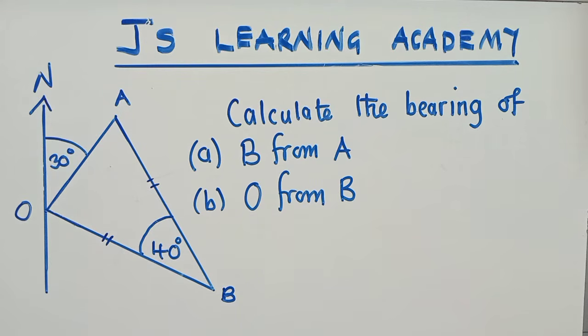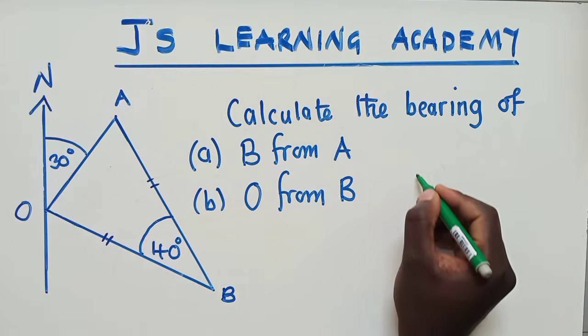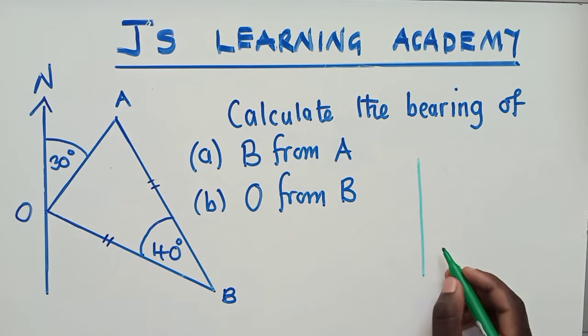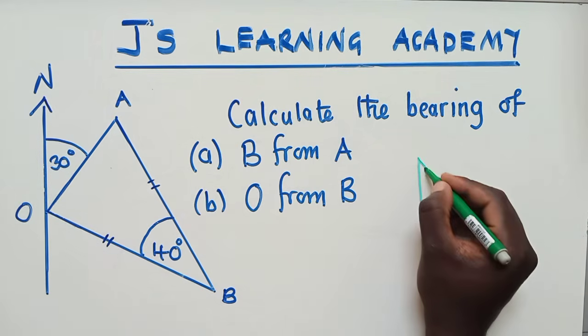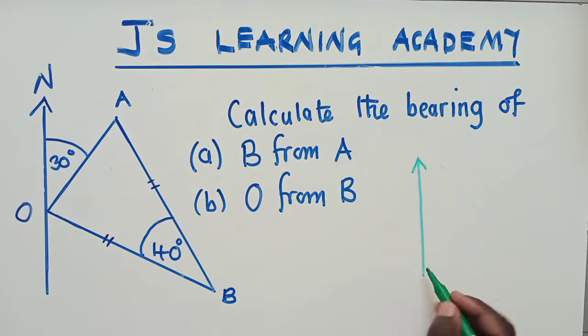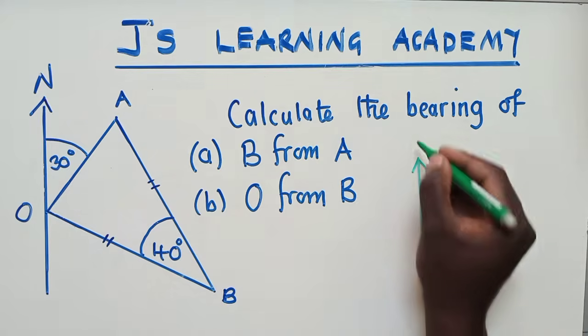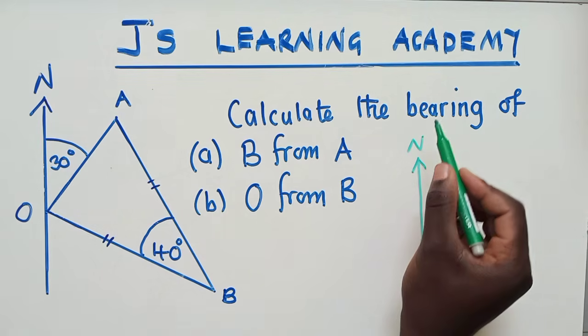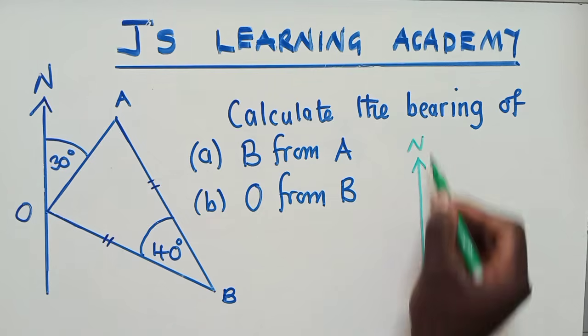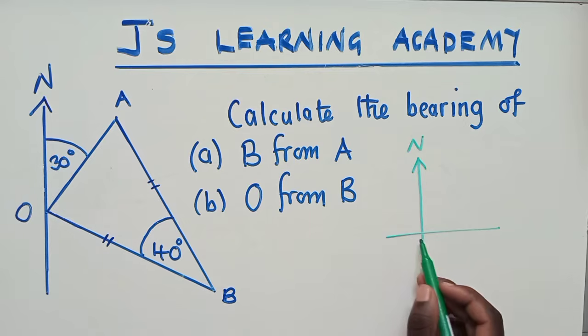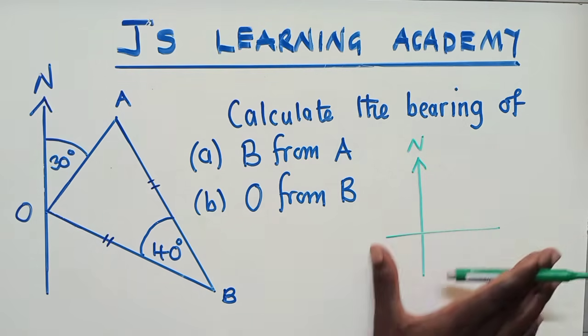All right, so this question is on bearings. Now, to be able to answer this question, we need to understand some few properties. So let me just show you a little bit of some properties that we need to understand. When dealing with bearings, you need to know the north. So the line that is pointing upwards, 90 degrees, okay, upwards. If there is a line like this and it's pointing 90 degrees upwards, this is north, okay.